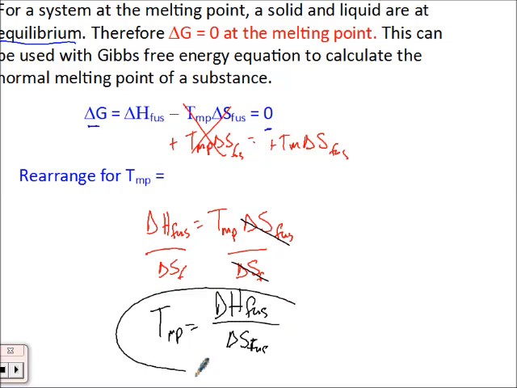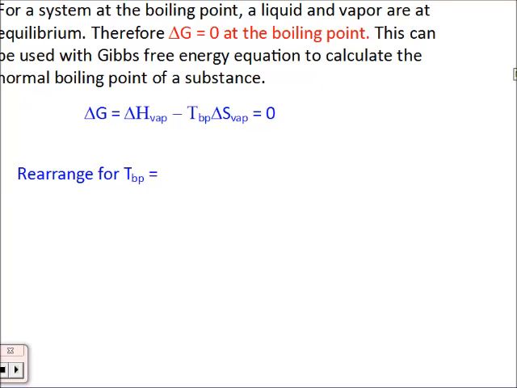You need to make sure this is written in your notes. You're going to be using this equation, so pause if you need to. The same thing happens when I talk about boiling point. So here's the boiling point. Delta G is still 0 because it's at the boiling point, at 100 degrees for water. I have some molecules vaporizing, some are condensing. It's happening at the same time. So I've set that equal to 0.